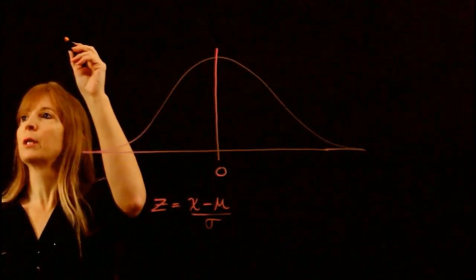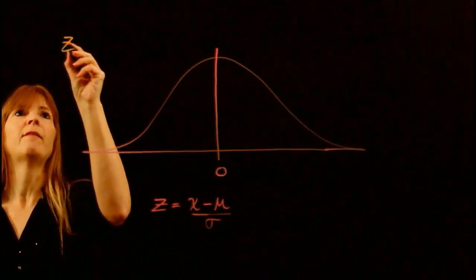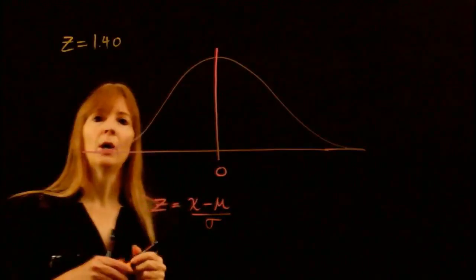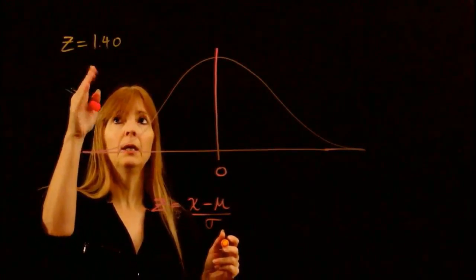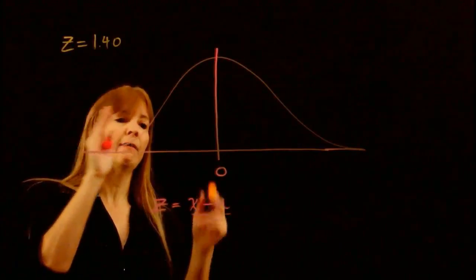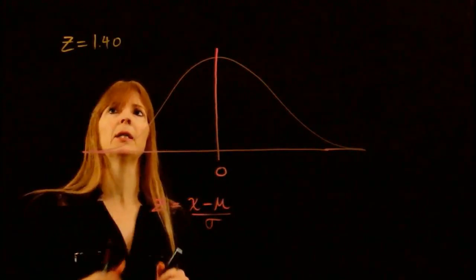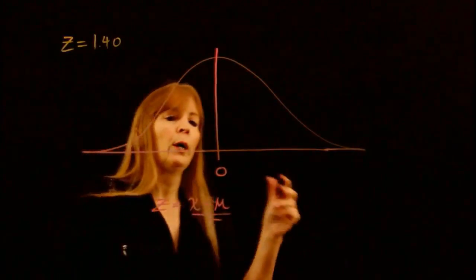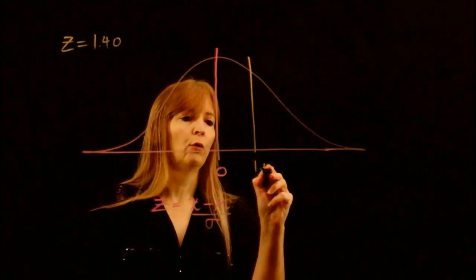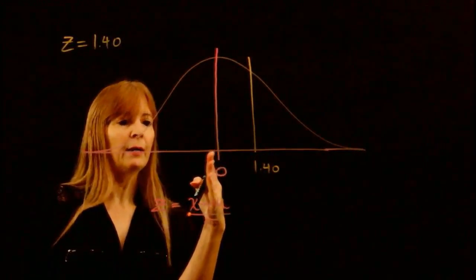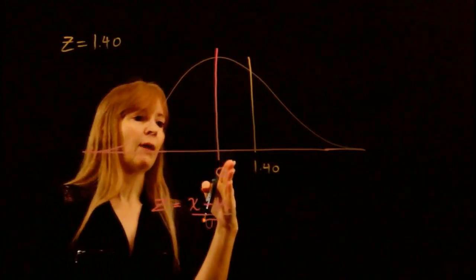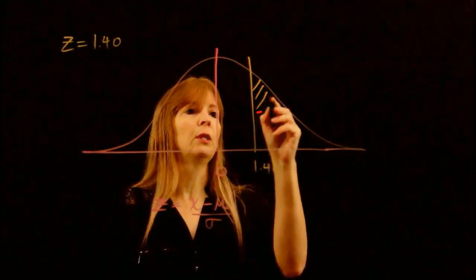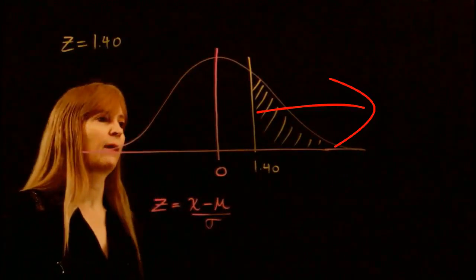So let's start here with an example and say, what if I had a z of 1.40 and I want to know the probability? That's a standard deviation. If I standardize my mean, what's the probability I would be 1.40 standard deviations away from the mean? Well, I know 1.4 is somewhere over here. How do I know that? Because values to the left of 0 would be negative, values to the right of 0, positive. So it's just somewhere over here. So I want this area to the right.